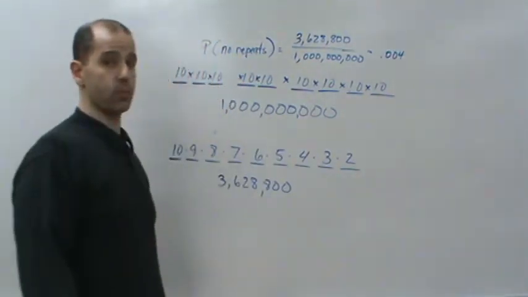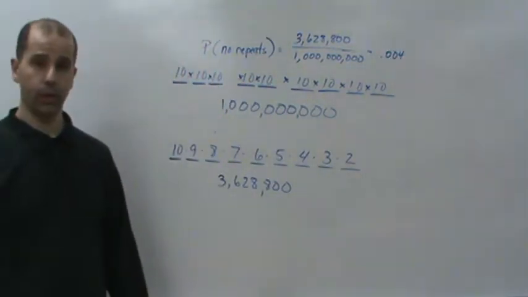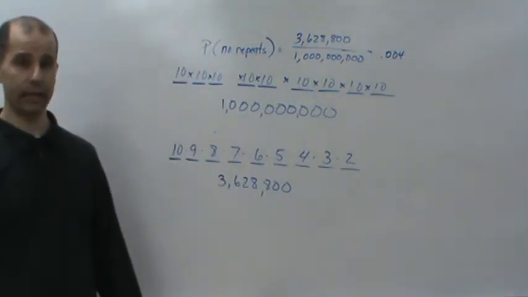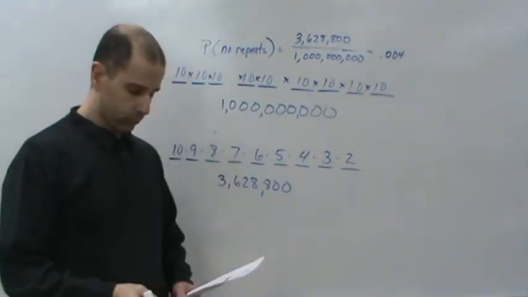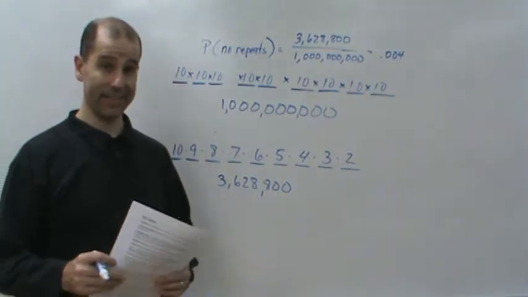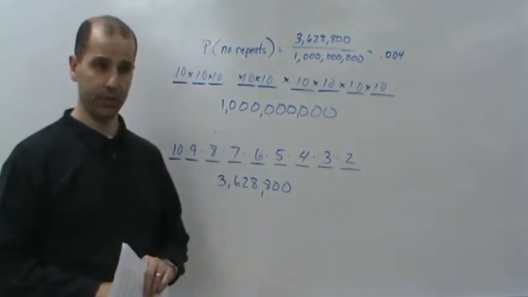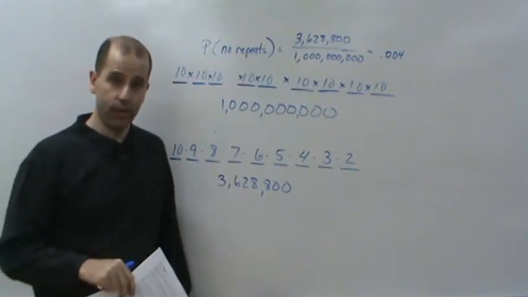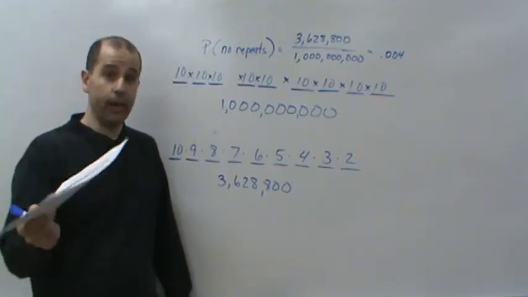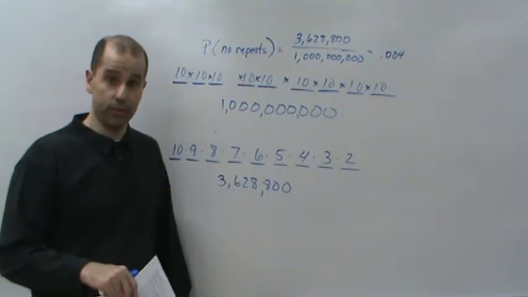So very, very small probability. So not very likely that we're going to randomly choose an individual that has a Social Security number that does not have any repeated digits. In fact, mine has repeated digits, and probably most of you that are listening have repeated digits.